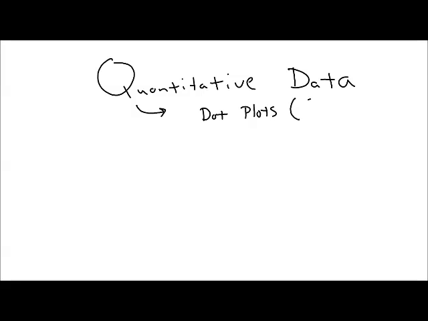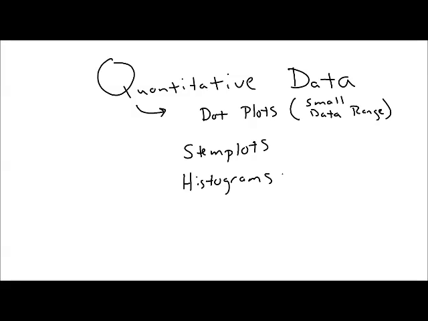Looking at quantitative data. With quantitative data, there are many different graphs that we like to look at. Dot plots, and dot plots are good when we have a small data range. Stem plots, histograms. Histograms are very good for very large data sets.